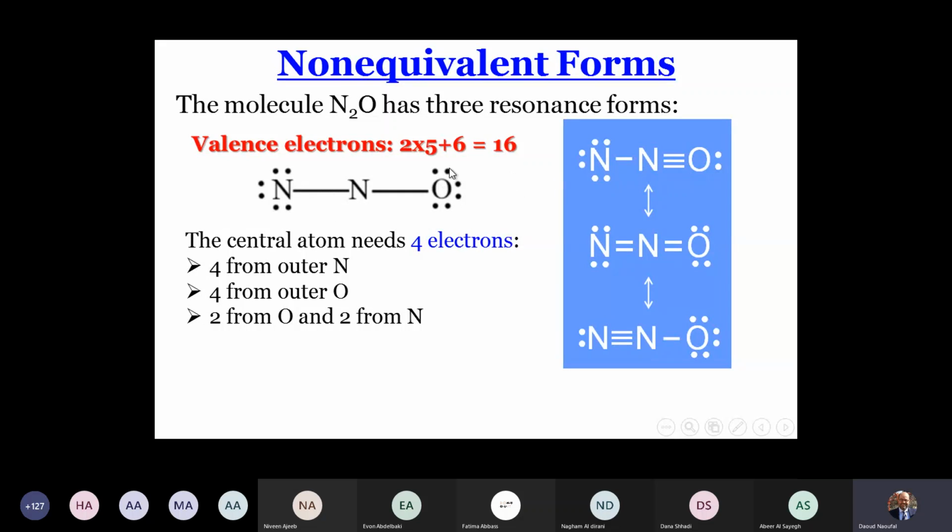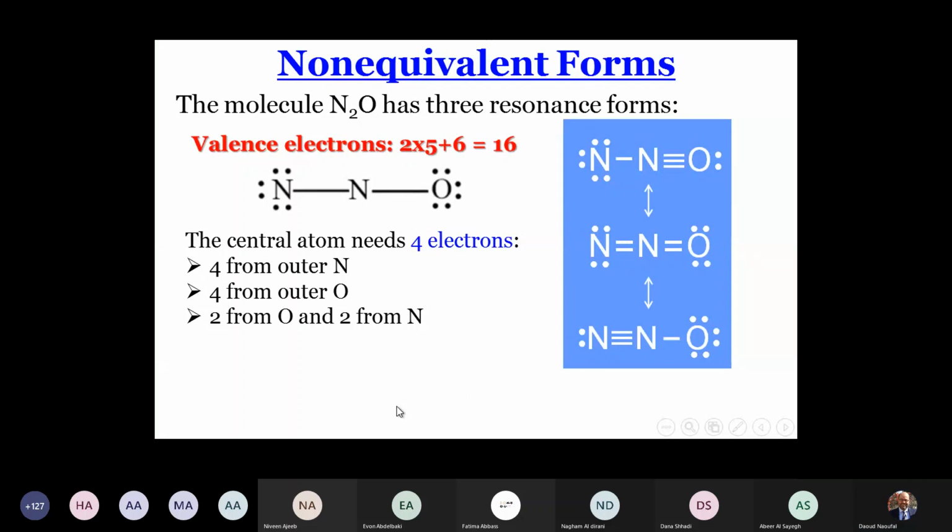In the first, the 2 lone pairs of oxygen were transformed to bonding. In the third, the 2 non-bonding of nitrogen were transformed to bonding. And in the second, we transform 1 lone pair from the first nitrogen and 1 lone pair from the second oxygen. So we have 3 different structures, 3 acceptable structures. And as you observe, we use the double arrows in order to say that these structures are resonance.